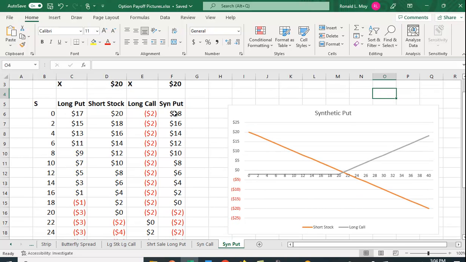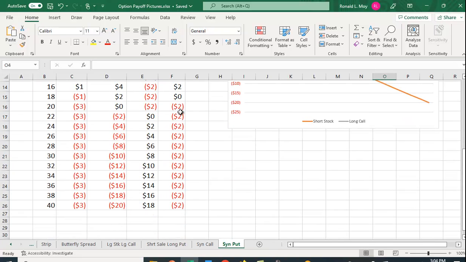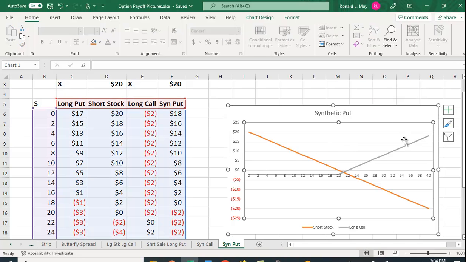So this part of the table here that says synthetic put is going to be equal to the short position in the stock plus the long position in the call. So you can see that here it's going to flatten out your losses to 2, right? Because once you get here, you may be losing money on the short, but you're making the same amount of money on the call, so it offsets your loss. So what does that position look like?